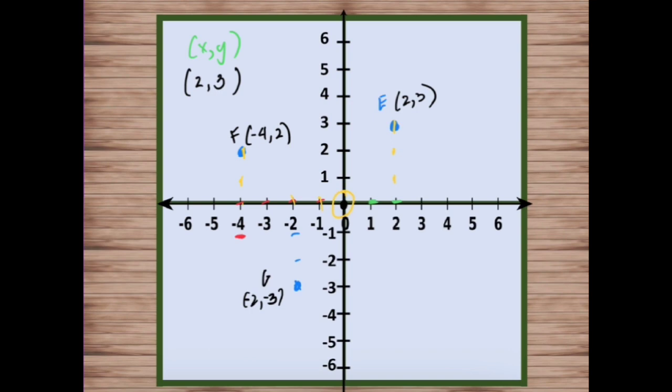Now, let's say that we have a point somewhere here. And if you move there from the origin, you go 1, 2, 3, 4 to the right. So that's positive.